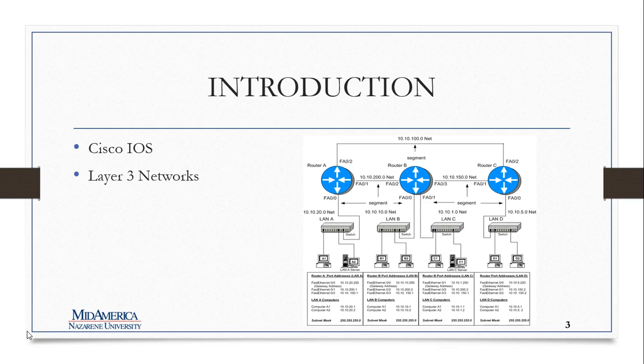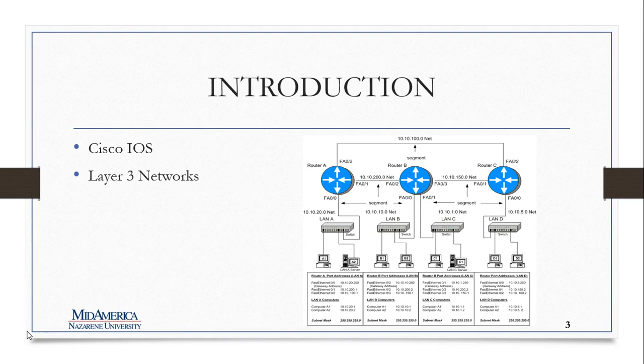A Layer 3 network, also referred to as a routed network, uses IP addressing for routing data packets to the final destination. Delivery of the data packets over the Layer 3 network is made possible by the use of a destination MAC address, IP address, network addresses, and routing tables.